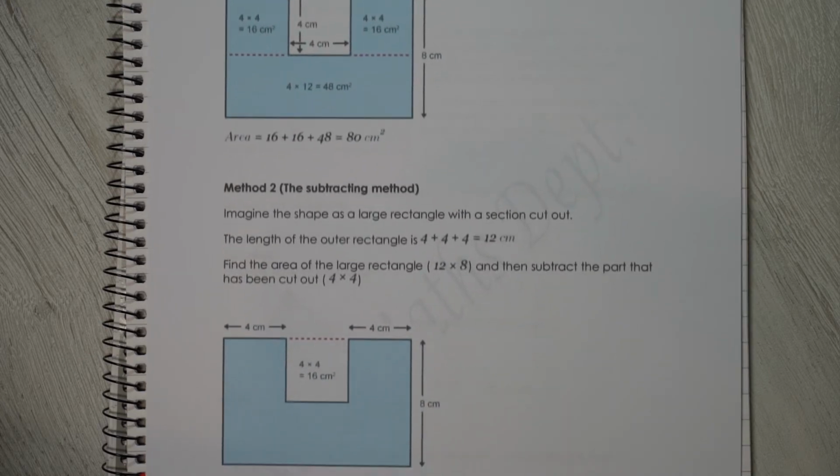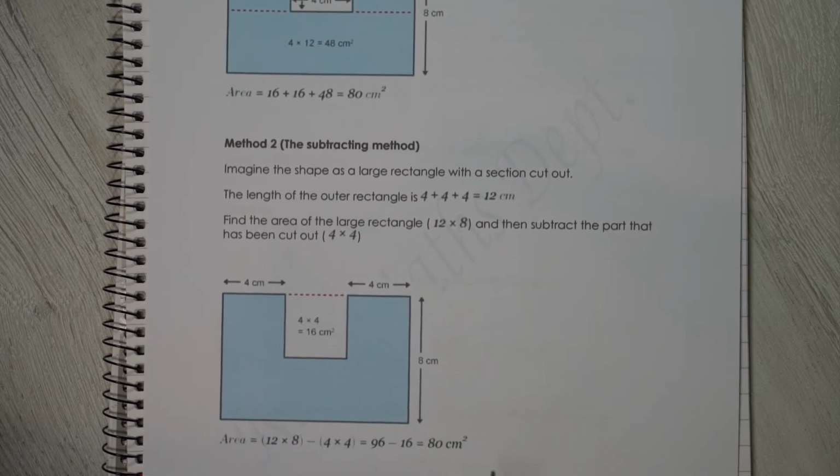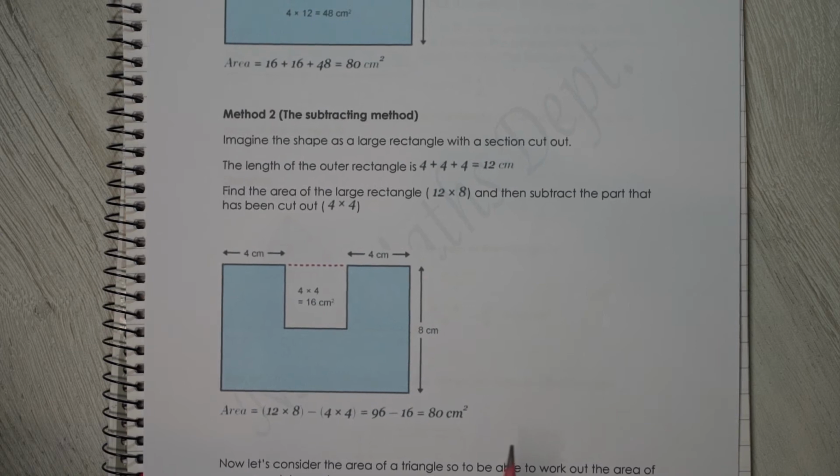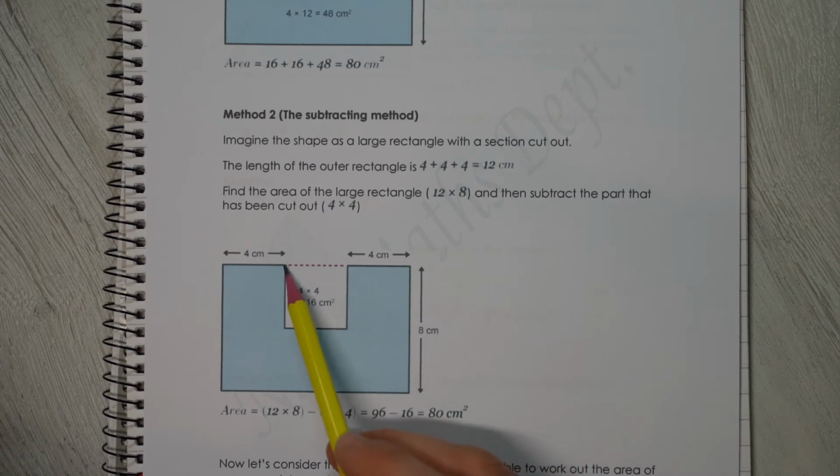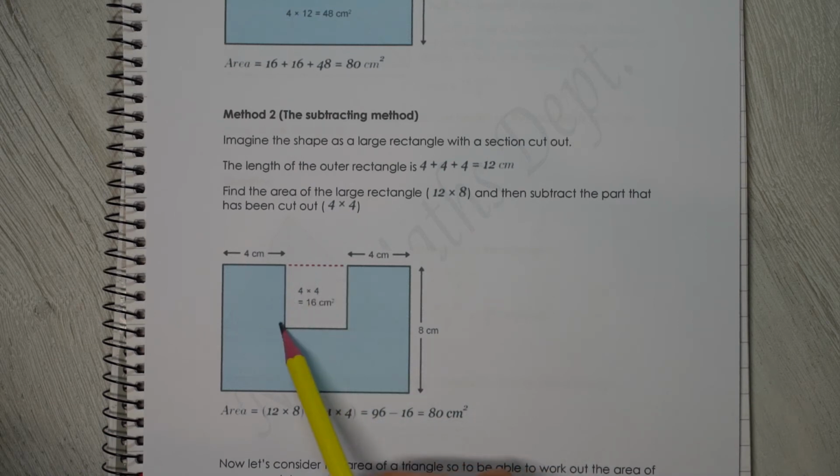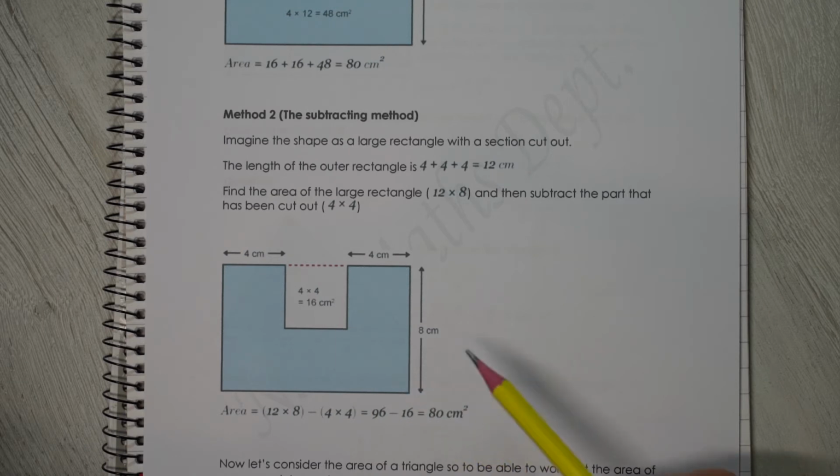The other method is the subtracting method. It is called the subtracting method because first we're going to find the area of the whole rectangle. Okay? And then subtract this part. Okay? That is why it is called the subtracting method.